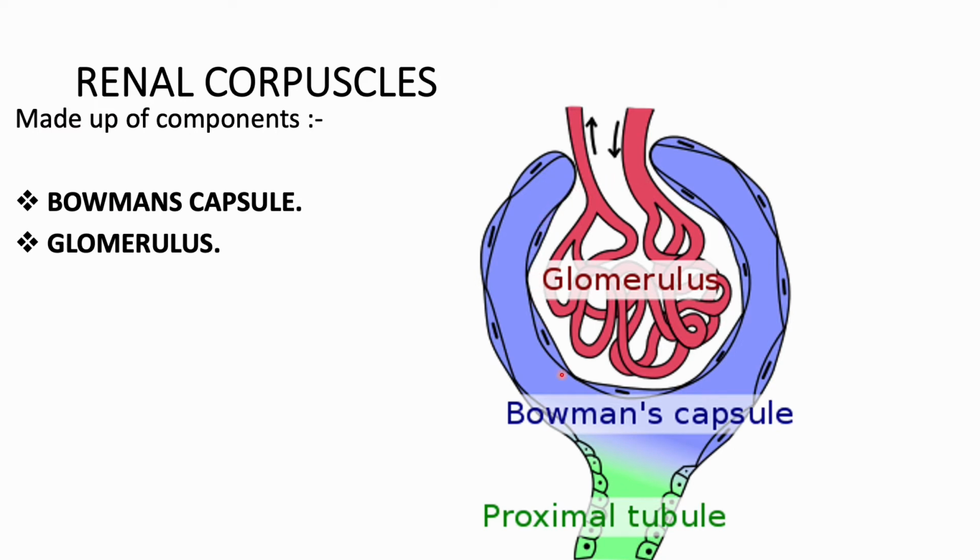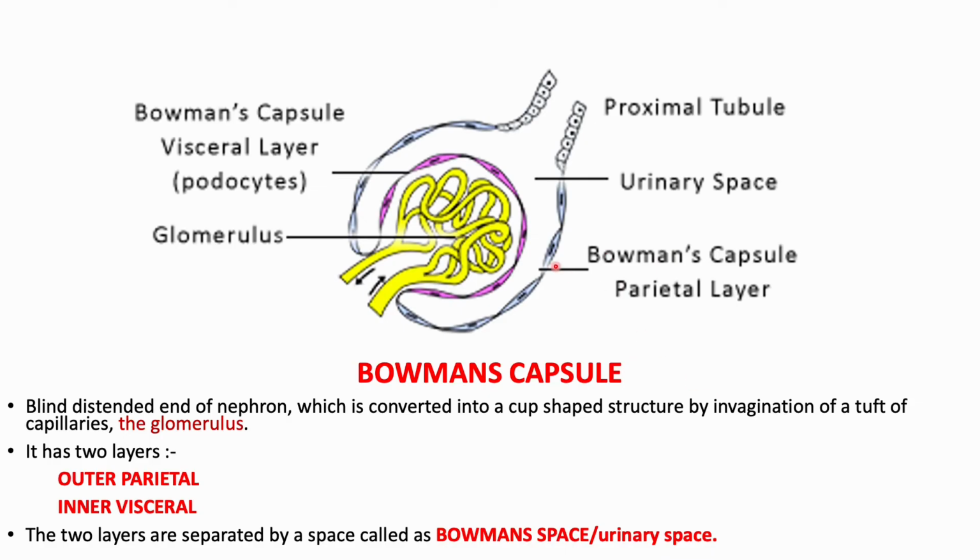Each renal corpuscle is formed by the glomerulus and the Bowman's capsule. The Bowman's capsule is considered the blind-ended end of the nephron, which is converted into a cup-shaped structure by the invagination of the tuft of capillaries that we call the glomerulus. Each Bowman's capsule has two layers, the outer parietal layer and the inner visceral layer. These two layers are separated by a space, and we call it Bowman space or the urinary space.